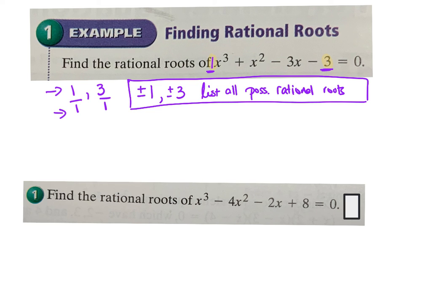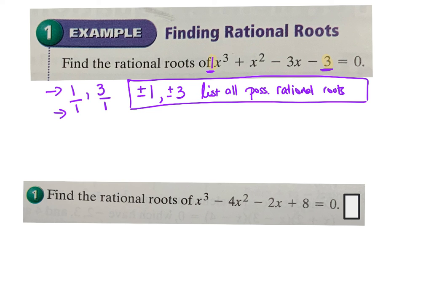Then it says find them. Now, if I just have 4, that's pretty easy. I can test 1, I can test 3, right? By testing it, you could plug it in. I could plug it in and say, does this give me a 0? What's another way I can figure out if it's actually a 0, besides just plugging it in? You just did it on your quiz.